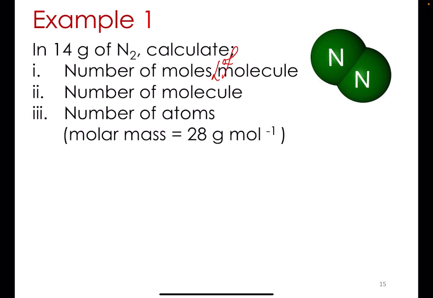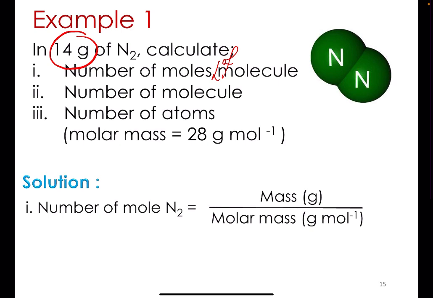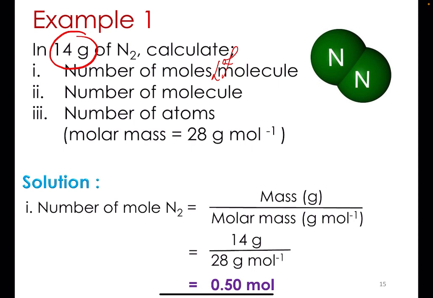So, how to calculate this? Based on the information given, it is only the mass for N2. So, mass di sini adalah 14 gram. So, how do you do the first question? You have to calculate the number of moles. So, you got mass, you got molar mass. Automatically, you just divide the value based on this formula. Mass over molar mass. And put the value, make sure the mass is in gram. And your molar mass as given, you will have your number of mole is 0.50 mole.